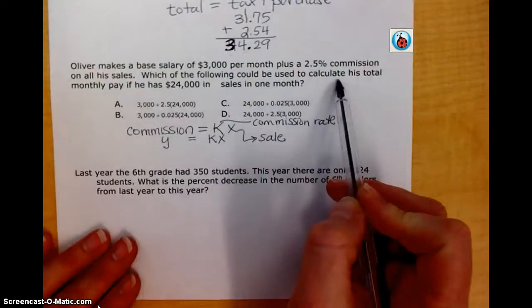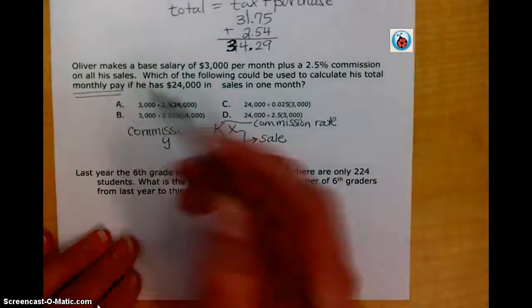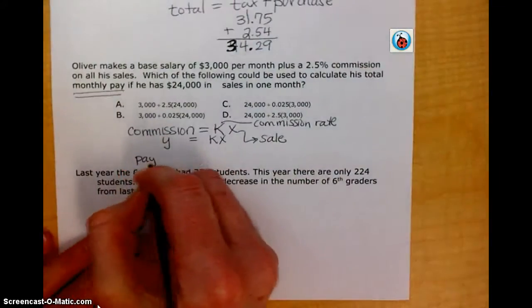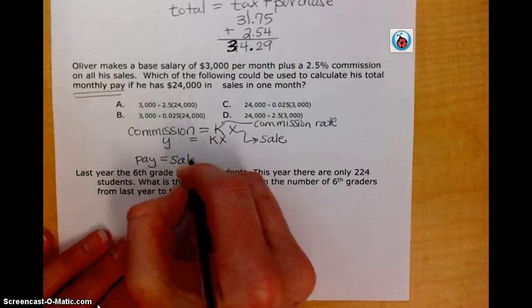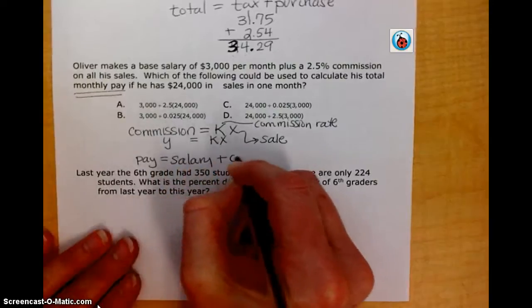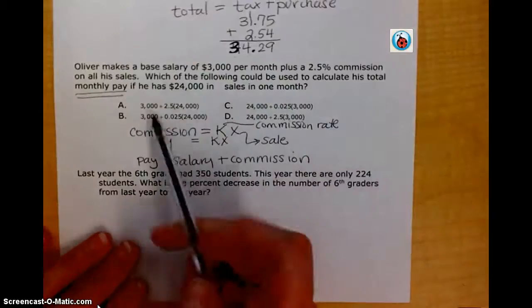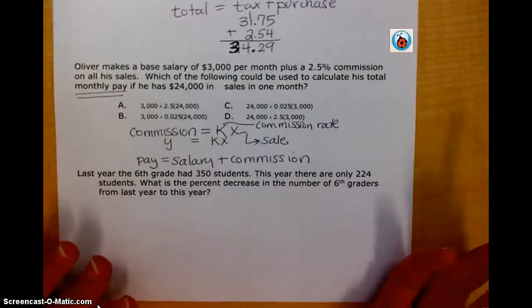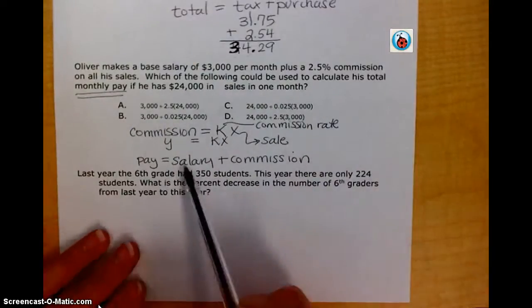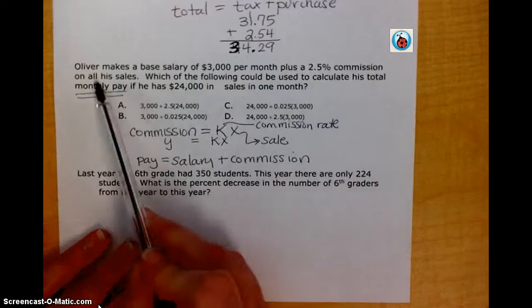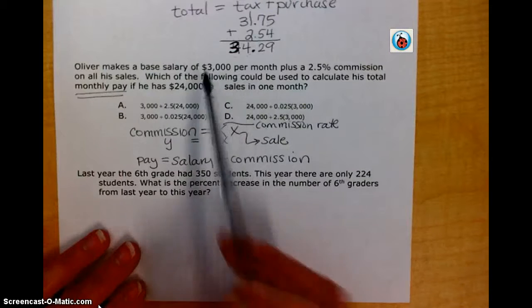Which of the following can be used to calculate his monthly pay? His monthly pay will be equal to his salary plus his commission. So as we look at our answer choices, all of them are adding. His paycheck will be his salary. We have to go back to the problem. His base salary is $3,000.